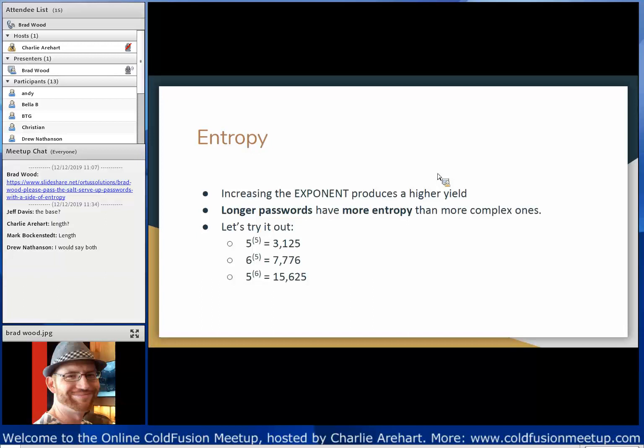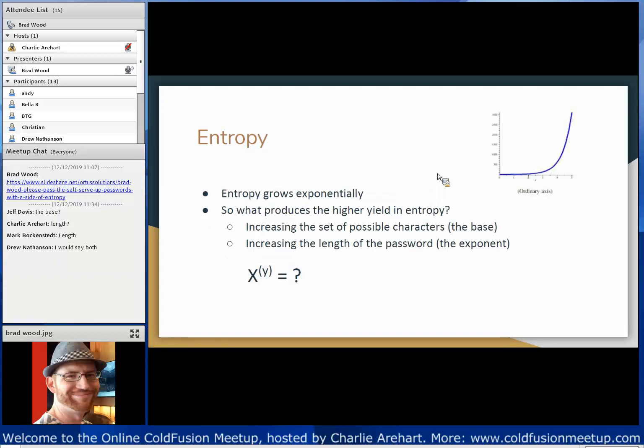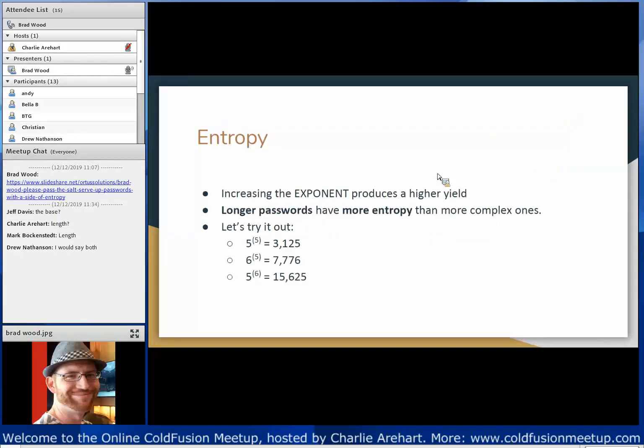So let's try it out, right? We start with 5 to the power of 5. So a 5-character password with 5 possible digits, that's 3,000 combinations. Simple example. So if we increase the base, which is the possible set of characters, so we make the user use 6 possible characters, but it's still a length of 5, we only increase the number of possible combinations of the entropy by a small amount. There's now 7,000 possible combinations.